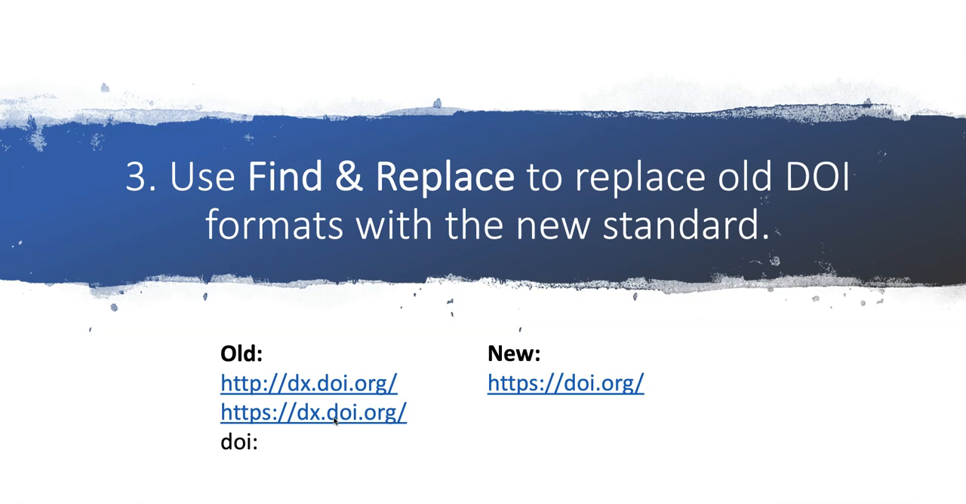Next up, we're going to replace the old DOI formats with the new standard. So whether you have the very oldest DOI colon followed by a string of numbers and letters, or you have one of the web formats that use dx.doi.org, search for all of these and replace them with the new format, which is https://doi.org/. And then you'll have a link.